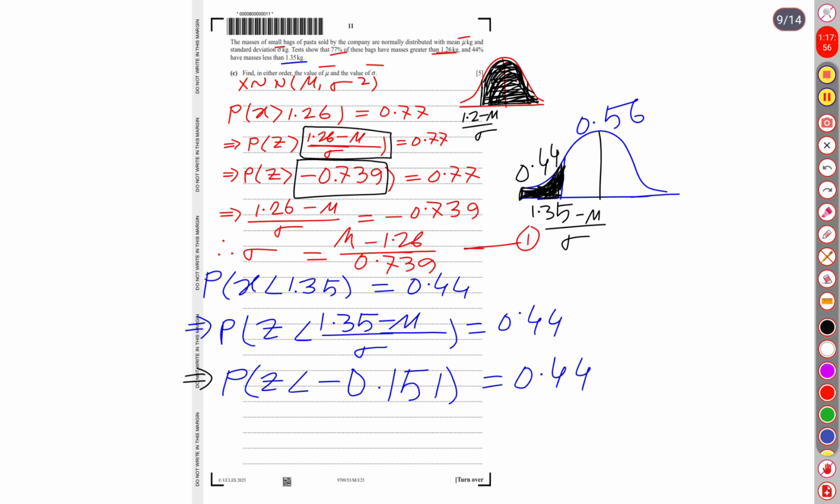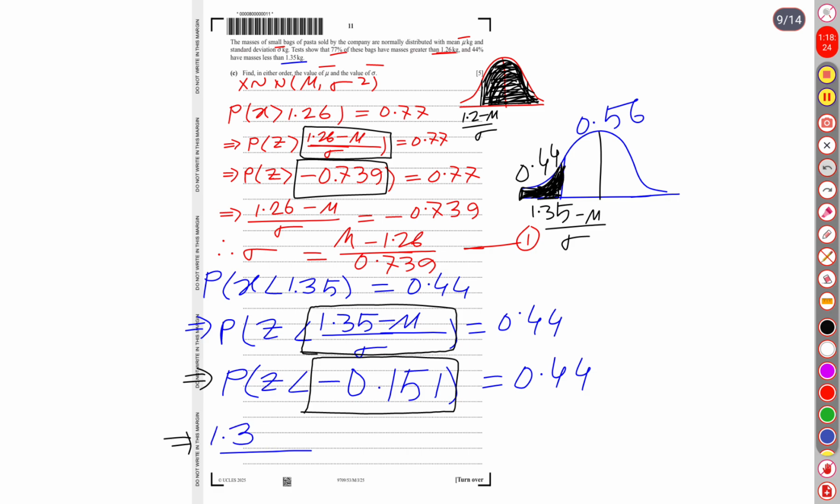0.151 is our corresponding z score. And now both of them are z scores. This one is our z score as well as this one is also our z score. So they must be equal. If we equate, hence our z score is 1.35.